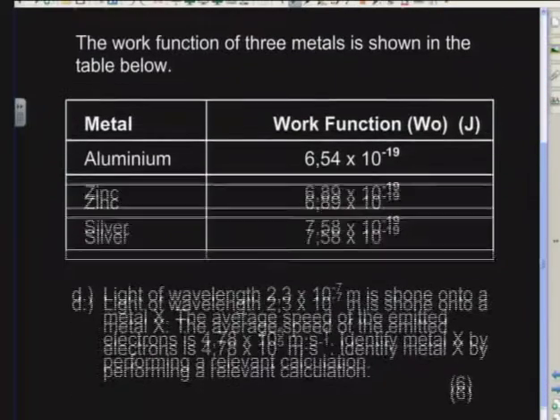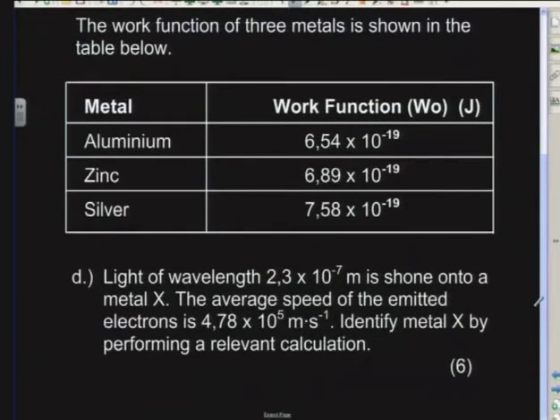Now it's asking us about light of wavelength. Here's where the equation actually comes in. Light of a given wavelength is shone onto a metal X. We don't know what metal X actually is. It tells me the average speed of the emitted electrons is that many meters per second. So these electrons are flying very, very fast: 4.78 times 10 to the 5 meters per second. Identify metal X by performing a relevant calculation.